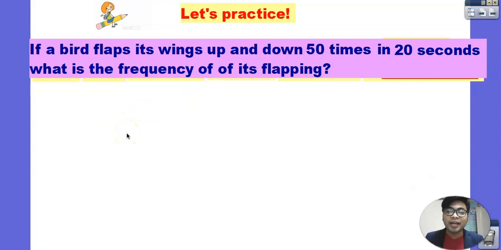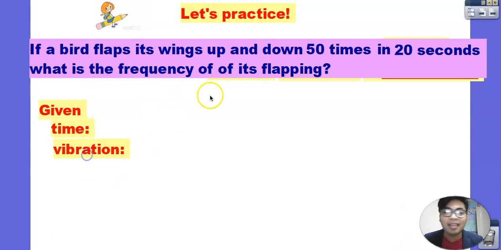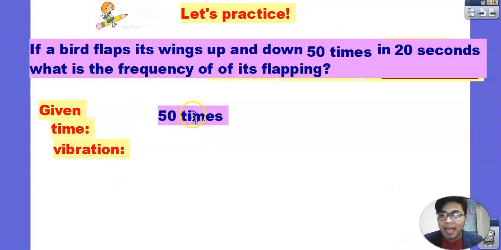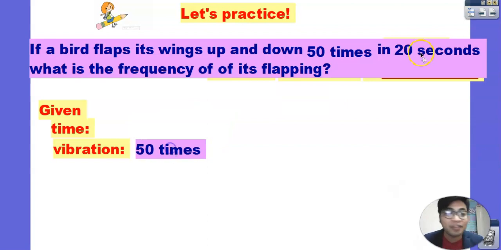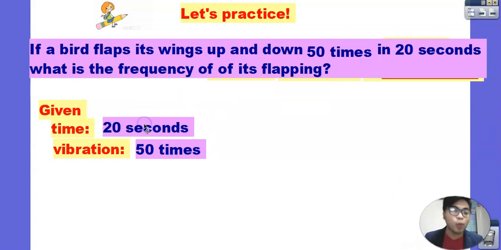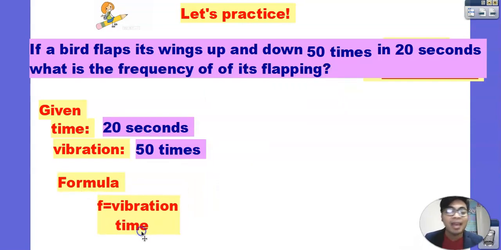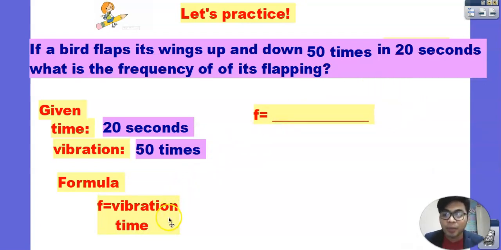If a bird flaps its wings up and down 50 times, and this is now our vibration, in a period of 20 seconds, what is the frequency of the flapping? First, we write the given: the vibration is 50 times, and the time is 20 seconds. Then we write the formula: frequency is equal to vibration over time, and we replace the variables with the numerical values.